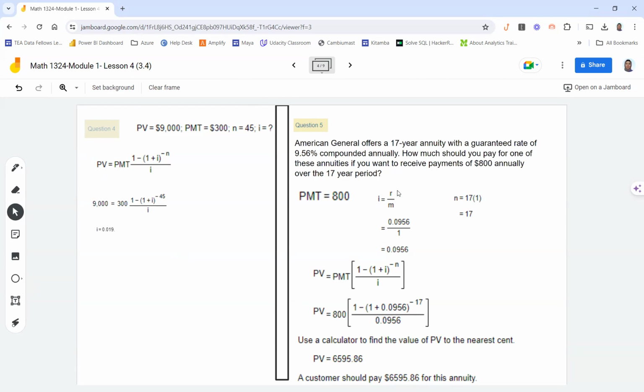I is R divided by N. R is 9.56%, this is what it is as a decimal. And n value is 1 because it's annual. So this will be the I value. Then when we plug in the PMT, the I value and the n value to this formula, we are going to find the present value to be $6,595.86 for this annuity.